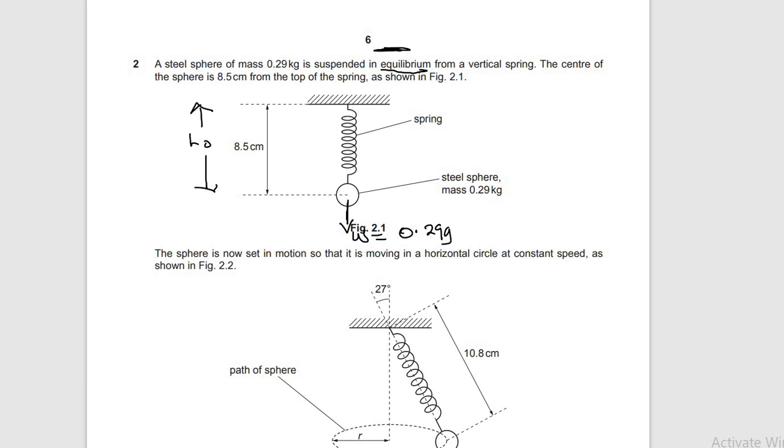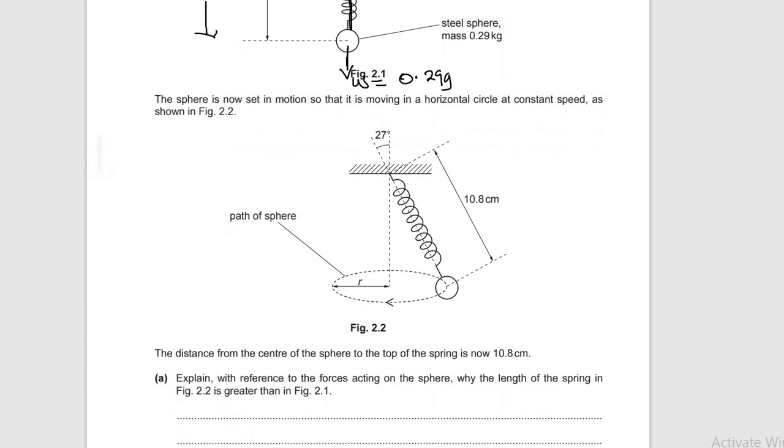So there is always a tension in the spring. It's always acting upward. Look at the direction. Since the system is in equilibrium, it means that the tension is equal to the weight. So the resultant force in this case is tension minus weight. Since tension is equal to the weight, the resultant force in this case is 0. So there is no resultant force in this case.